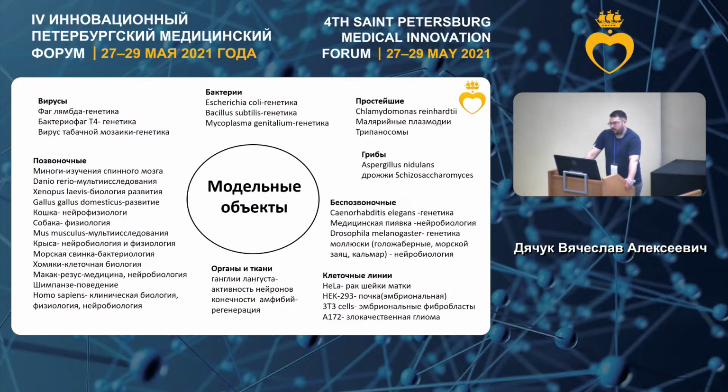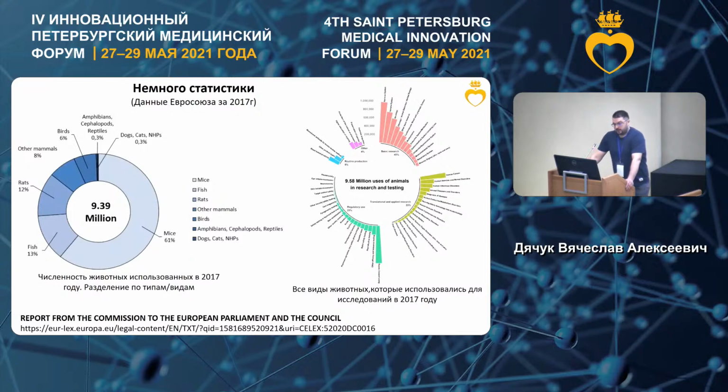I would like to tell you that there are also model objects, organs and tissues. For instance, such an object as ganglia of the spiny lobster. They are used for determining the activity of neurons, and extremities of amphibians. That is a classical tissue for studying regeneration, and undoubtedly we should also mention cell lines, for instance, HeLa, uterine cancer, and ST72, malignant glioma.